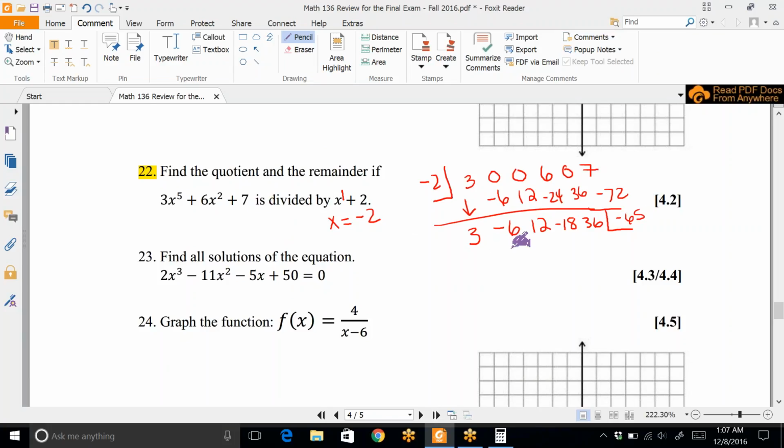Remember, your final answer is to write them with their actual variables. So the quotient would be 1 power less than this. So 3x to the fourth minus 6x to the third plus 12x squared minus 18x minus 36. And the remainder is just the negative 65.